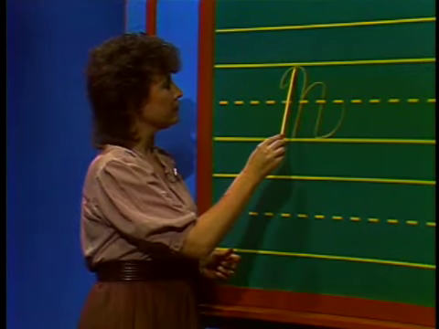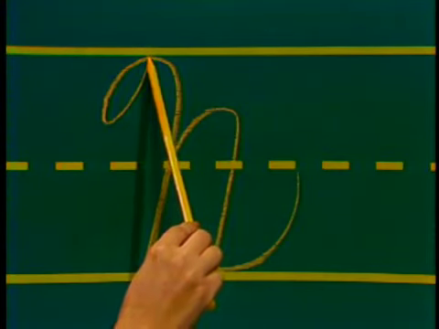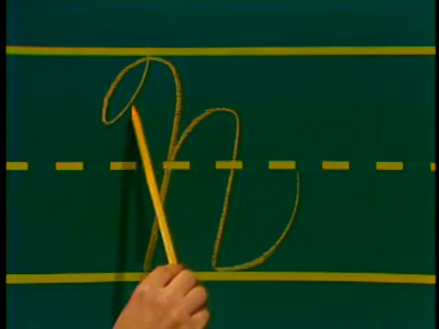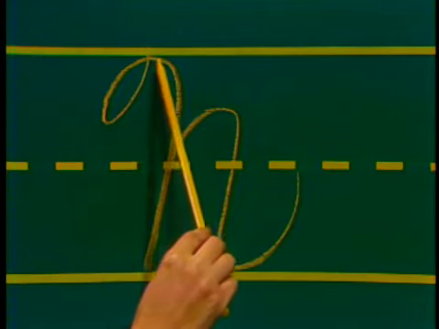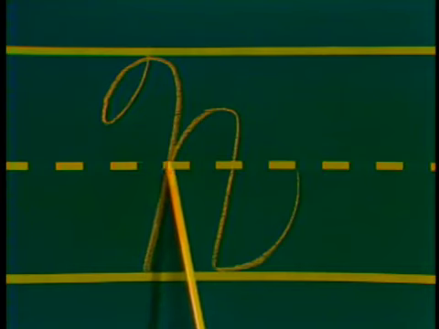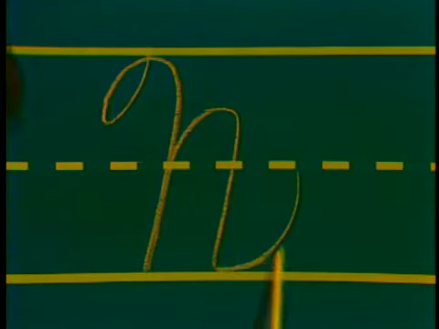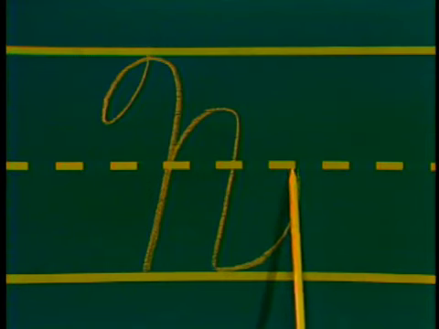Put your pencil at the headline, and let's make the N. Ready? Begin. Vertical loop, curve forward, slant. Retrace, over curve, slant, under curve.